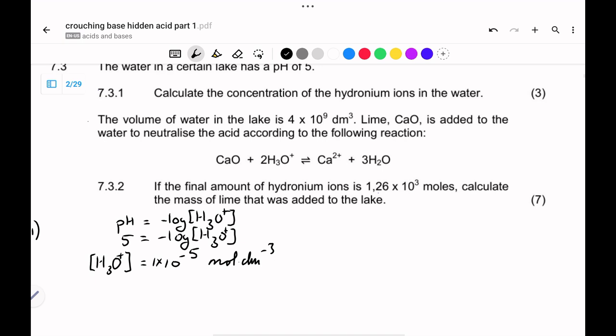Now we're told the volume of water in the lake is 4 times 10 to the 9 cubic decimeters. Lime, calcium oxide, is added to the water to neutralize the acid according to the following reaction. This calcium oxide plus 2 hydronium ions goes to a calcium ion and 3 water molecules. If the final amount of hydronium ions is 1.26 times 10 to the 3 moles, calculate the mass of lime that was added to the lake.